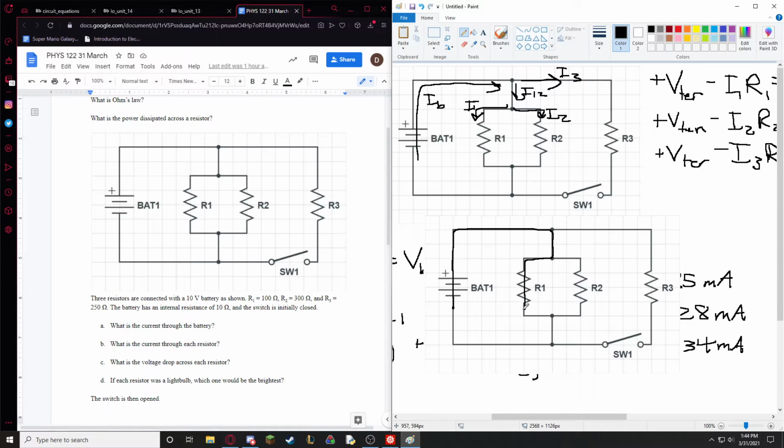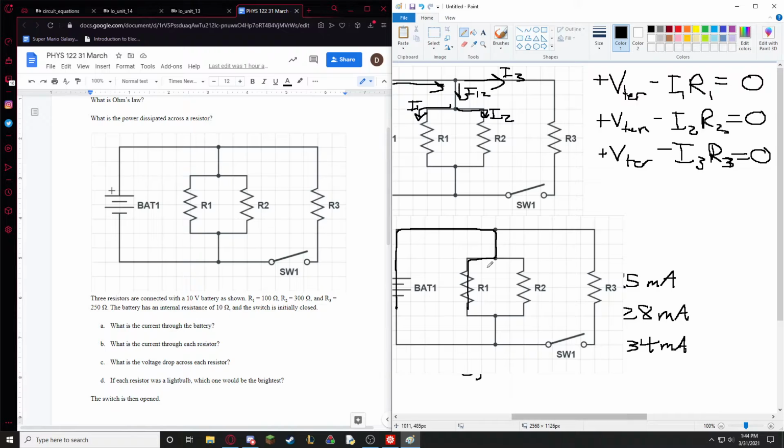And we know that this voltage is equal to the current through R1, so we'll call it I1, times the resistance of R1. So V terminal minus I1R1, and then we complete our loop.